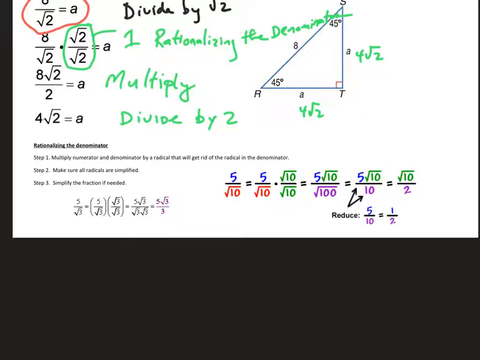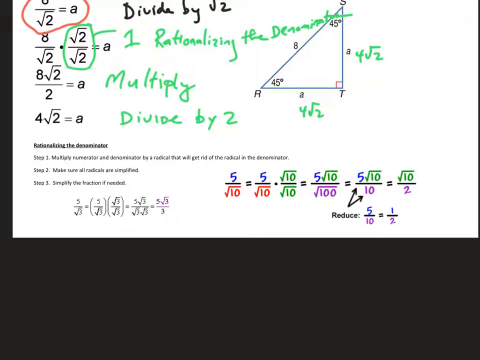So in the problem over here, I have 5 divided by the square root of 10. Notice that we multiplied the numerator and the denominator by the square root of 10. So I get 5 square roots of 10 over the square root of 100. We know that the square root of 100 is 10. So I get 5 square roots of 10 over 10, which is equal to the square root of 10 over 2, because 5/10 is really 1/2. So that's where it reduces to the square root of 10 over 2.